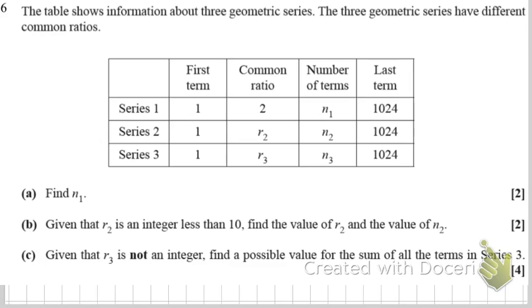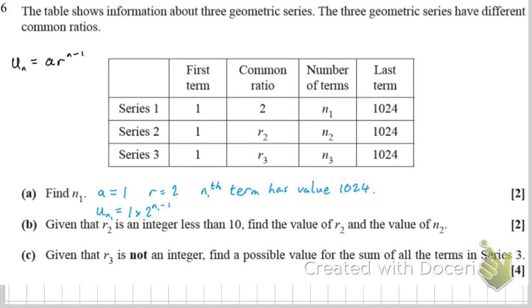Well, what do we know about the sequence? It's got a equals 1 and r equals 2, and we're told that the n1th term has value 1024. Well, recall the formula for the nth term of a geometric progression, and if we substitute what we know into that, we have that un1, or un if you want, is a times r to the n minus 1, or in this case 1 times 2 to the power n1 minus 1.